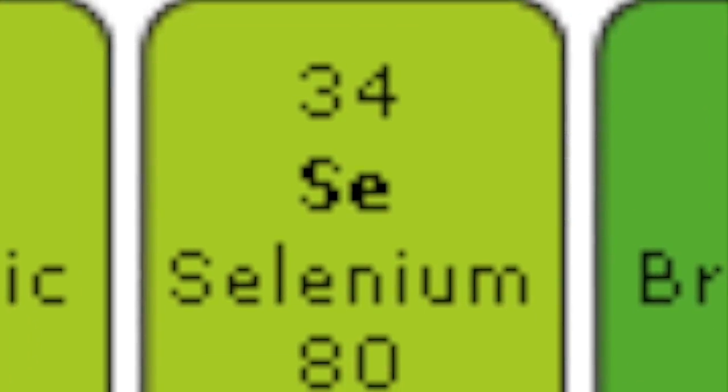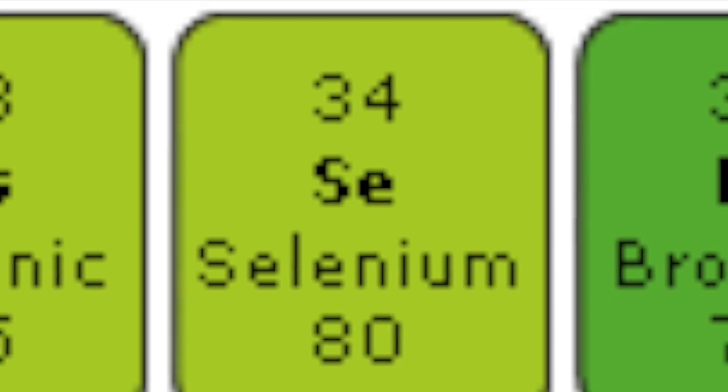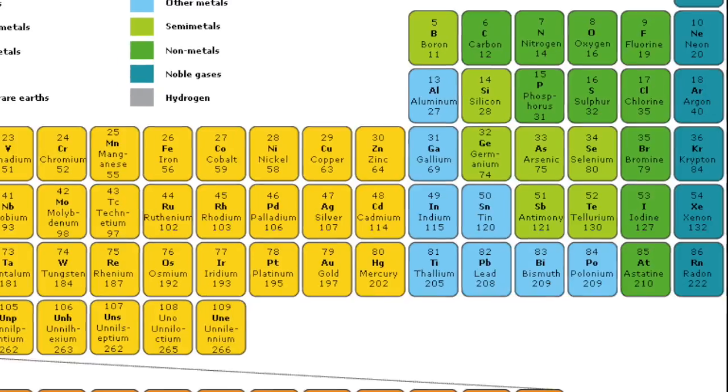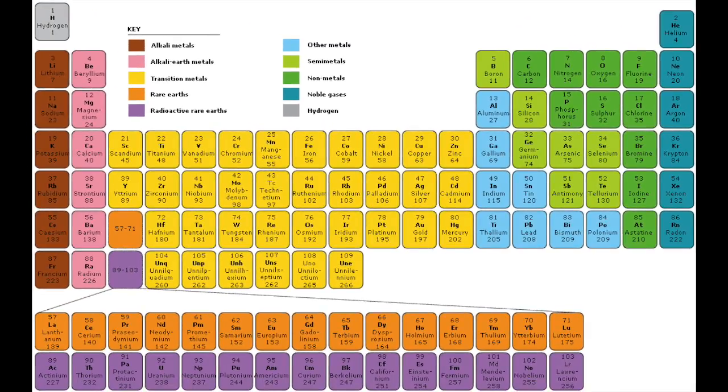Since its discovery in 1818, we have learned more about selenium's composition and properties. With this knowledge, we've been able to make use of selenium in ordinary lives. Nonetheless, it is important to explore other elements, as selenium is just one of the many on the periodic table.